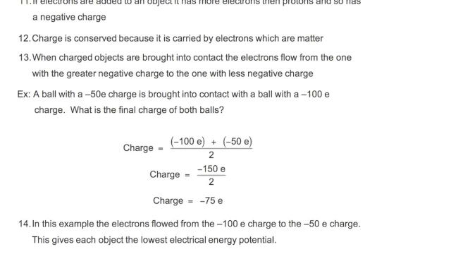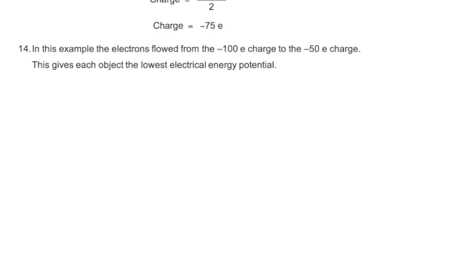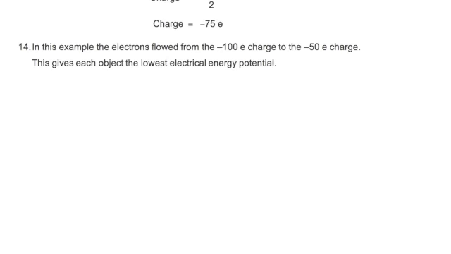And let's move this so we can see what's going on a little better. In this example, the electrons flowed from the object with the -100e charge to the object with -50e charge. This gives each object the lowest electrical potential energy. Electrons went from where there was more negative charge, -100, to where there was less, -50. Because the electrons have like charges, they want to repel each other, so it requires energy to keep them together in the same spot. Let them spread out, and they then have the least amount of energy possible.